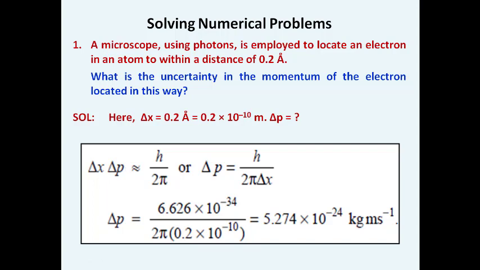So by using the same term, you can say delta p, the uncertainty in momentum, will be equal to h by 2 pi times delta x. Once you substitute all these values, you get the final uncertainty in momentum of the electron with respect to the condition given, equal to 5.274 times 10 power minus 24 kilogram meter per second. It's a very simple substitution of values to achieve the final solution. So it is a very easy problem with respect to Heisenberg's uncertainty principle.